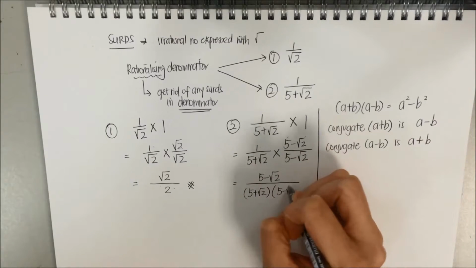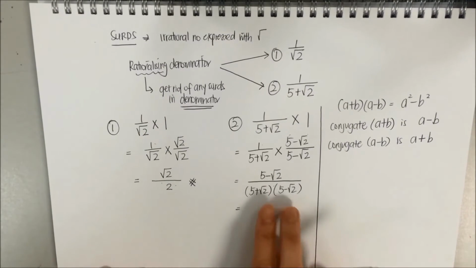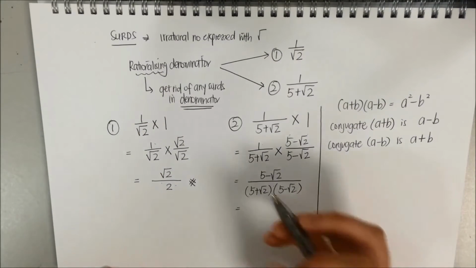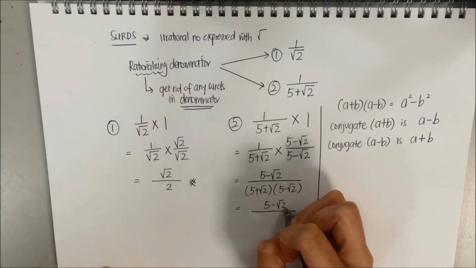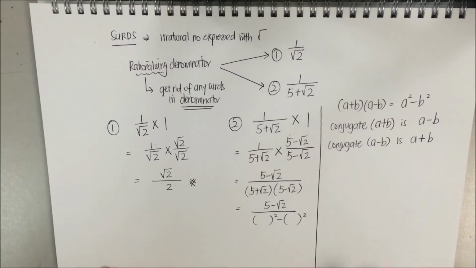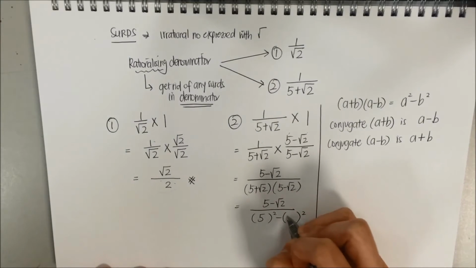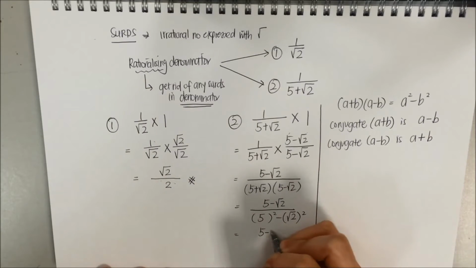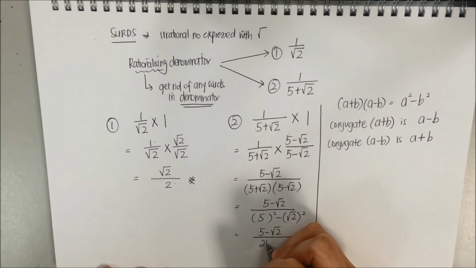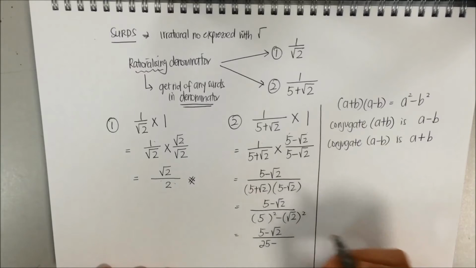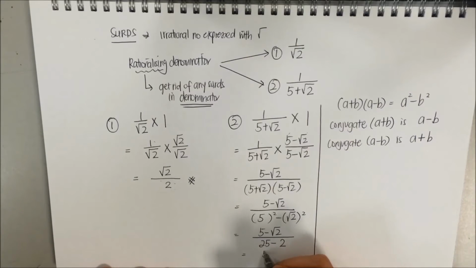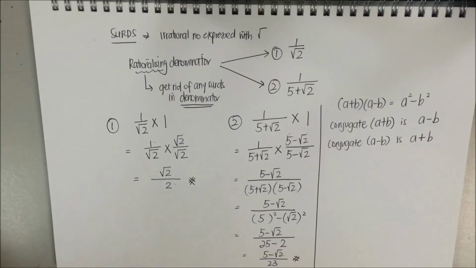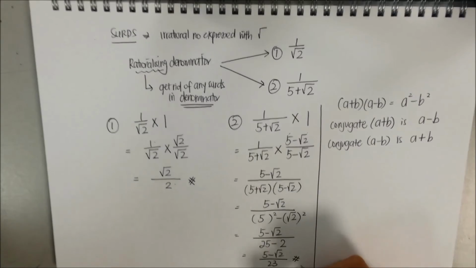We multiply the denominators together. This, as you can tell, is A plus B times A minus B. So essentially, it is the difference of two squares. The square of square root 2 is just 2. This is my final answer. In order to check whether I've rationalized the denominator, I see whether there are any surds in the denominator. It doesn't matter if there's a surd in the numerator. And that's it.